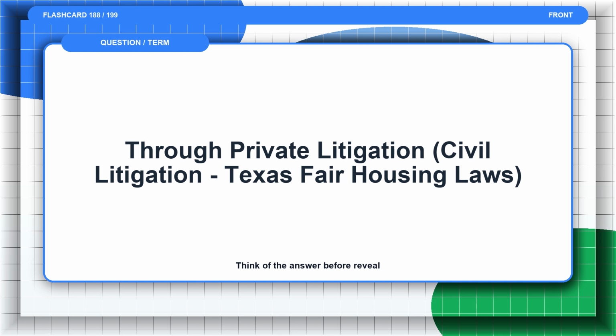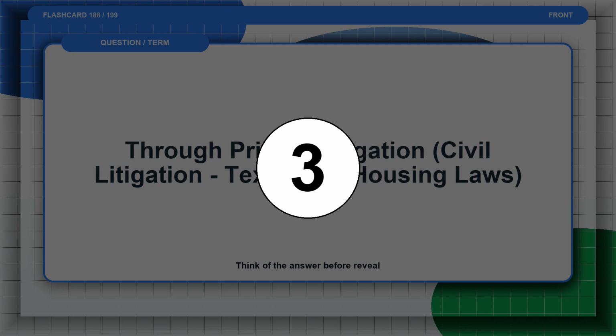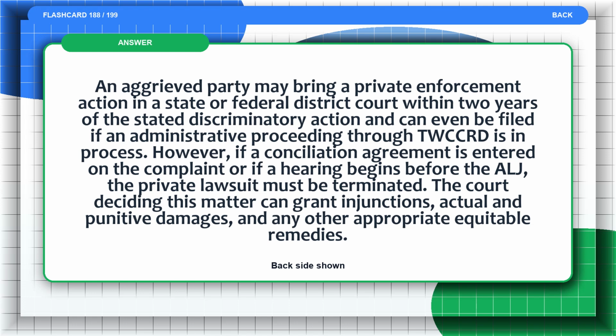Flashcard 188. Through private litigation, civil litigation, Texas Fair Housing laws. Pause and think of the answer before the reveal. The answer is: an aggrieved party may bring a private enforcement action in a state or federal district court within 2 years of the alleged discriminatory action, and it can even be filed if an administrative proceeding through TWCCRD is in process. However, if a conciliation agreement is entered on the complaint or if a hearing begins before the ALJ, the private lawsuit must be terminated. The court deciding this matter can grant injunctions, actual and punitive damages, and any other appropriate equitable remedies.